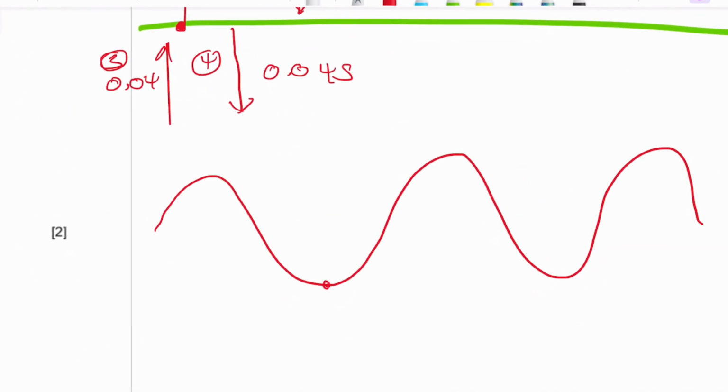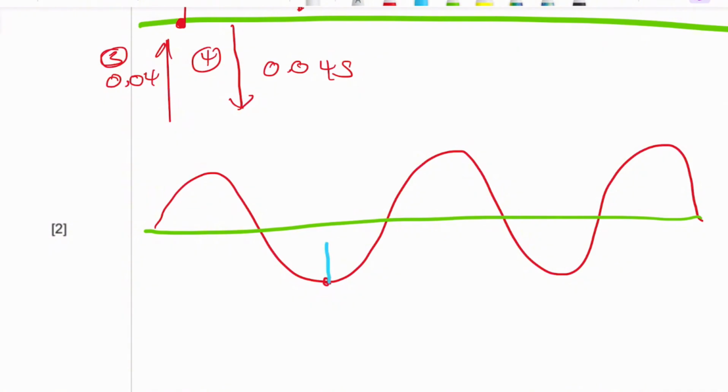So basically if this is point A, and if we were to put an equilibrium position over here, point A is going to move up towards the equilibrium position. That's going to be 0.04. Then it's going to move up again, that's 0.04, so that's 0.08. Then it's going to move down, that's 0.04. Then it's going to move down again, that's 0.04. So that's about 20. Sorry, it's about 16, right?